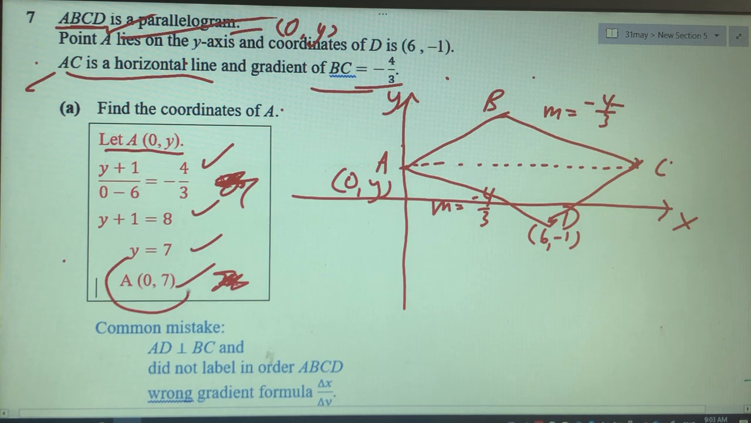Okay? Now remember, coordinates, you cannot leave it like that. You must write it in this form. And the common mistake is that many of you assume that this is perpendicular to this. This is not true. Then you did not label A, B, C, D, so you confuse yourself. And some of you are still using X over Y for gradient. That is wrong. It should be Y over X, right? Rise over run.